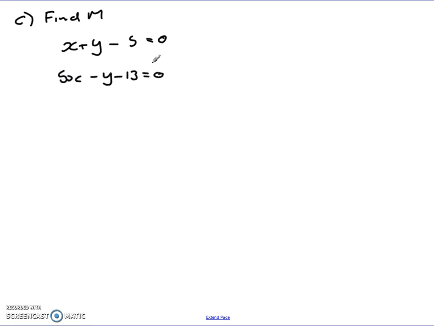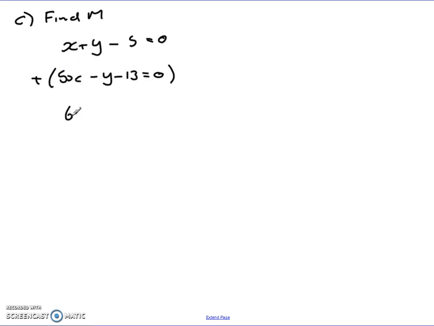What I now want to do is find m. And m was the point of intersection. Now remember, we've got three different techniques we can use. We can use elimination, we can use substitution, or we can use equating. The way I've written the two equations, so x plus y minus 5 equals 0, and 5x minus y minus 13 equals 0, it's easier to actually use elimination. Treat them like simultaneous equations and add the bottom and the top together. That will eliminate the y variable. Then I just solve it for x.